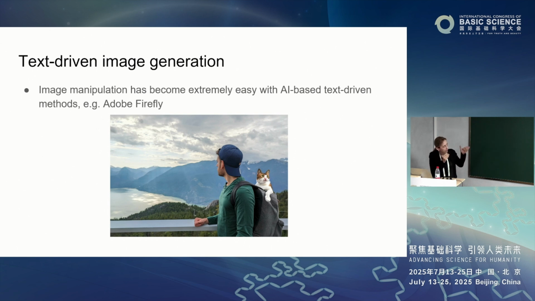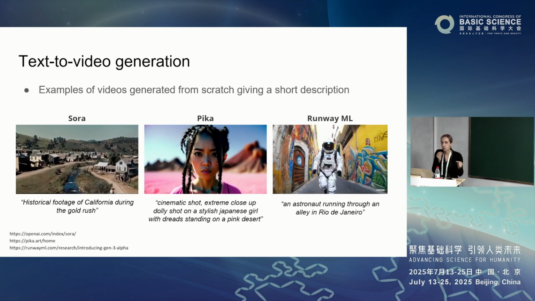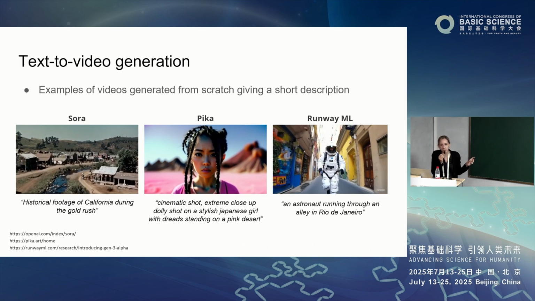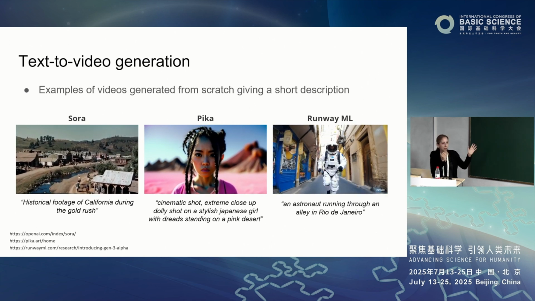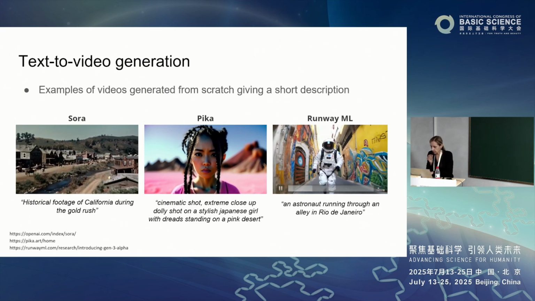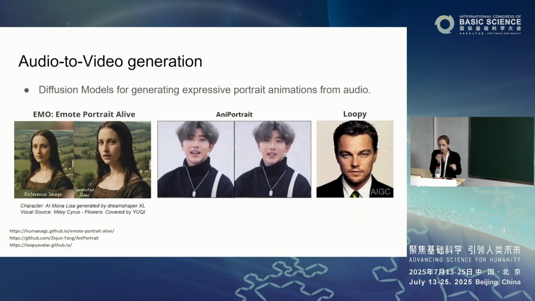Okay, so this is text-driven image generation, but right now you can also do something more powerful, which is text-to-video generation. Again, using some prompt, you can fully generate a synthetic video using really short descriptions. And what you can also do right now is audio-to-video generation using diffusion models. So let's see if this works.